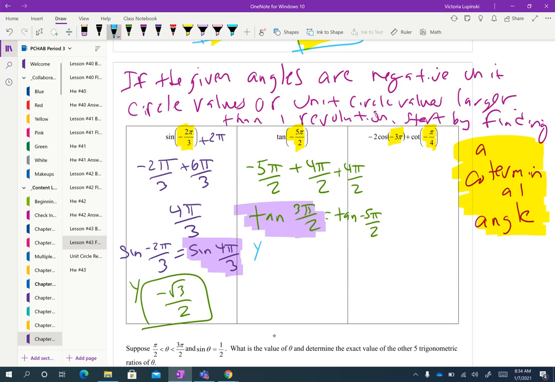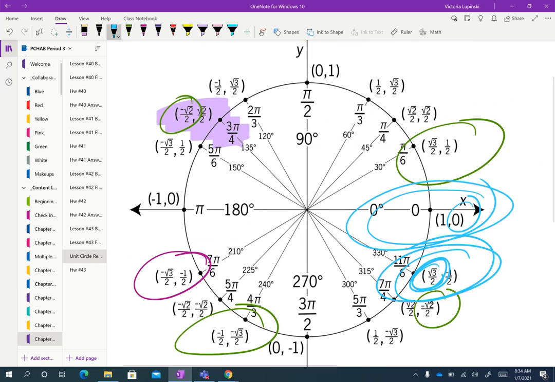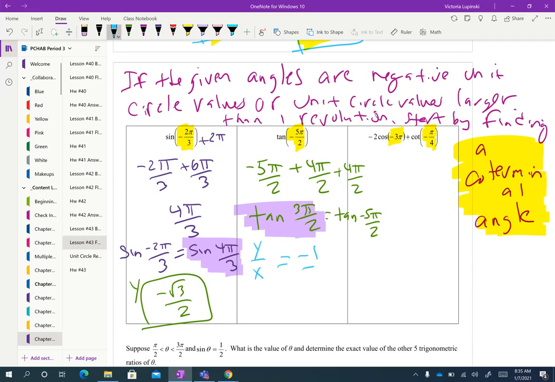So I'm going to need a y over an x, and I'm going to need it from 3 pi over 2. So going back to 3 pi over 2, a y over an x, that would be negative 1 over 0. Alarm should be going off. Unfortunately, that is not possible, which means we're going to call it undefined.